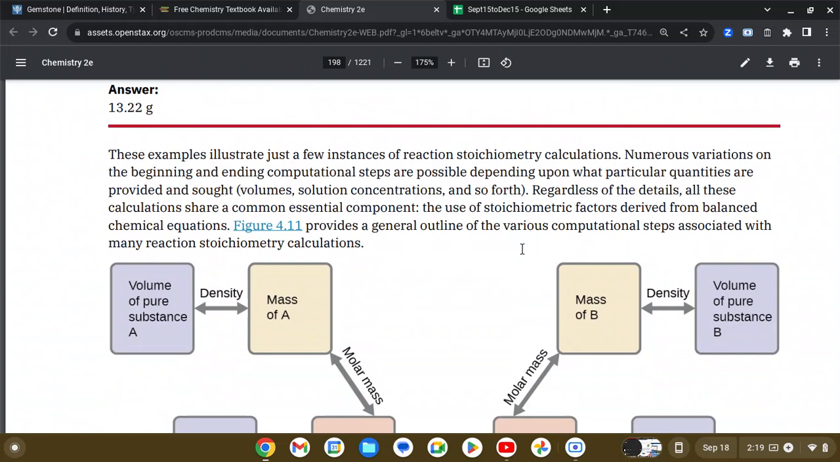So, numerous variations on the beginning and ending computational steps are possible depending on what particular quantities are provided and sought, volumes and concentrations, and so forth. Regardless of the details, all these calculations share a common essential component: the use of stoichiometric factors derived from balanced chemical equations. Figure 4.11 provides a general outline of the various computational steps associated with many reaction stoichiometry calculations.